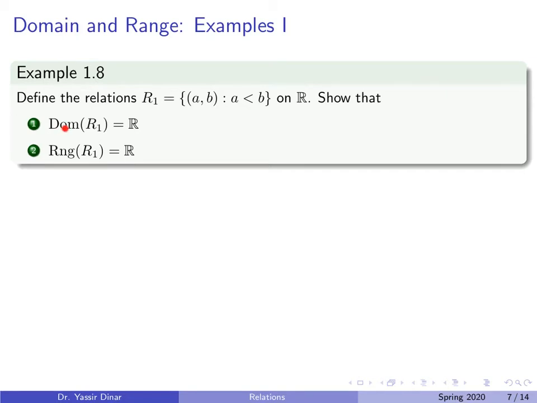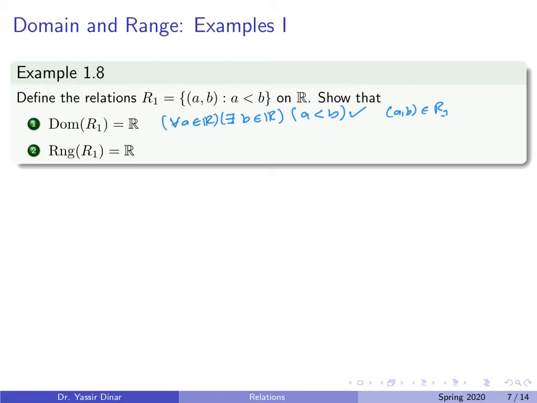What it means that the domain of my relation R1 is the set of all real numbers is that if I take any real number A, I can find another real number B greater than A, so the pair A, B will belong to the relation R1. This means that for any real number A, we have to find a real number B such that A is less than B. If this is true, then the pair A, B belongs to my relation R1, and that means the domain of R1 is the whole set R.